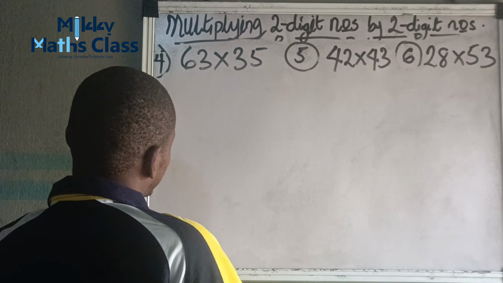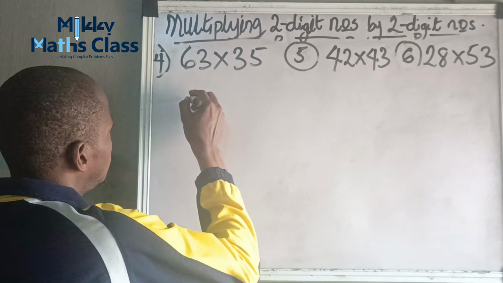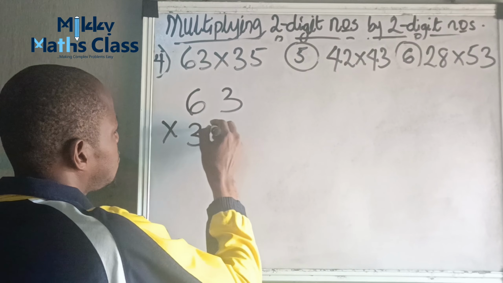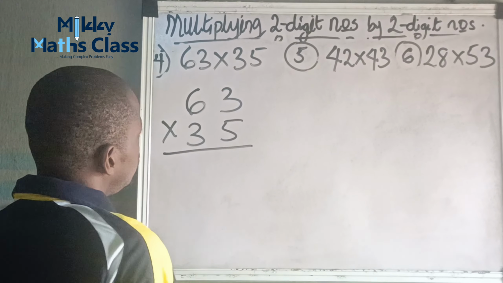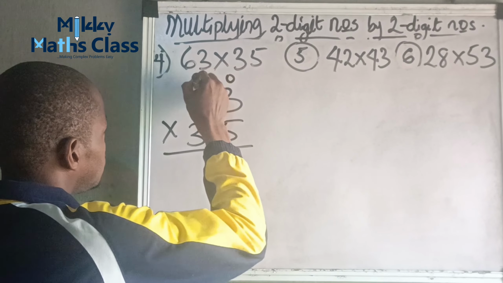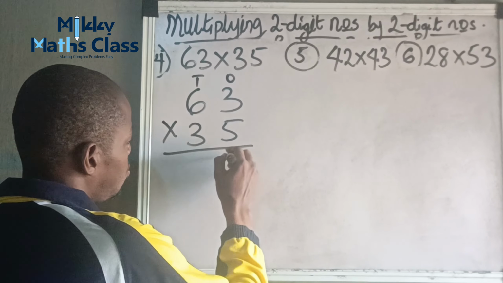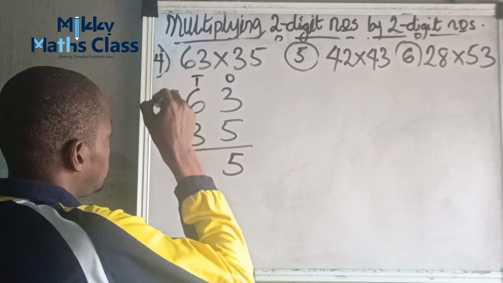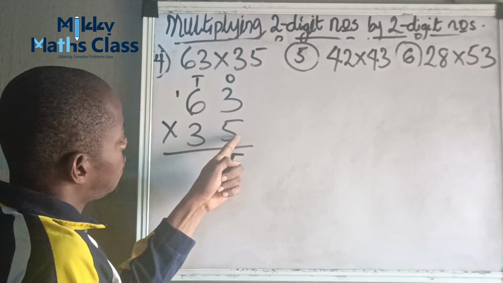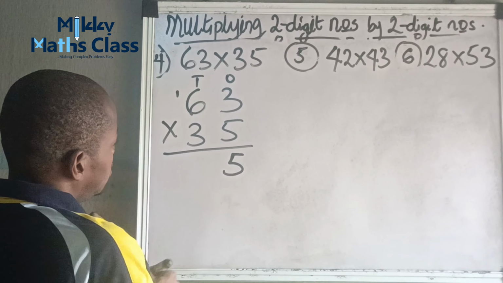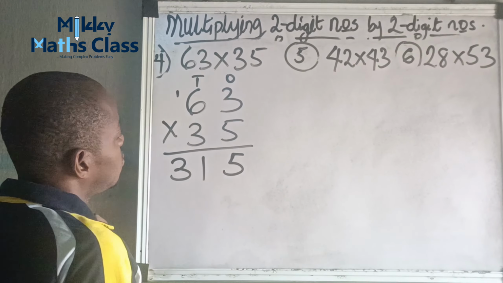This one says 63 times 35. So we put our 63 times our 35 rule. Of course, these are the ones, this is the tens part. So 5 times 3 is 15. You put down your 5. You take the 1 to the tens part. 5 times 6, that's 30. Plus this 1 is 31. So we write down the 31.